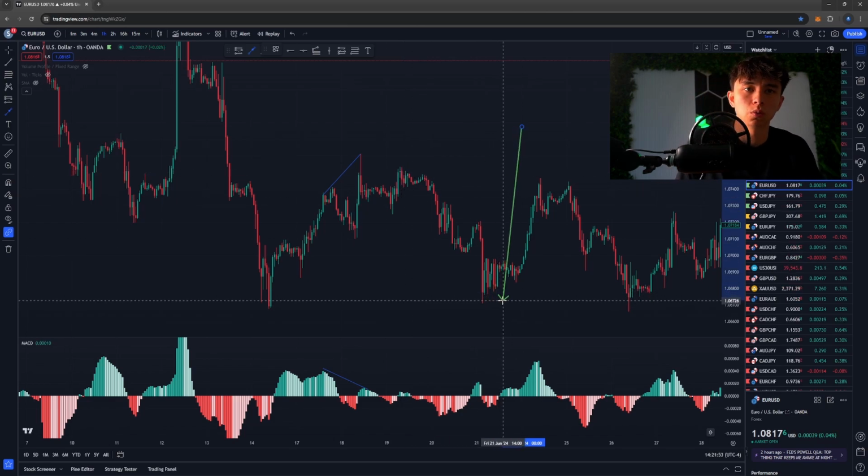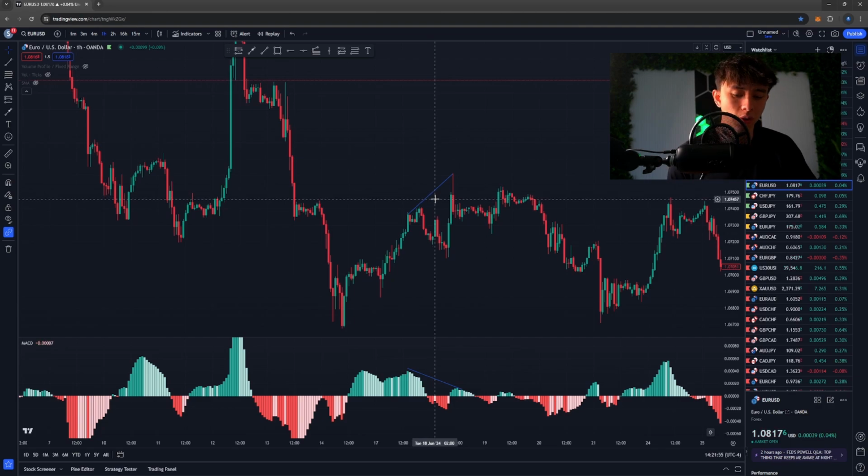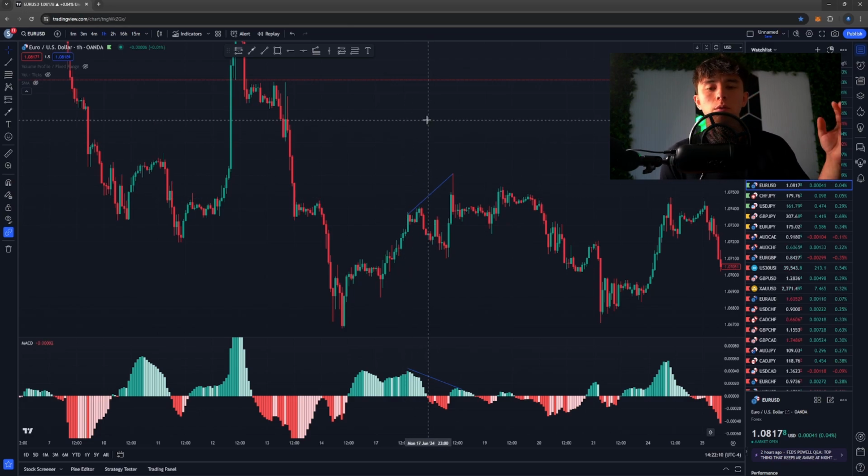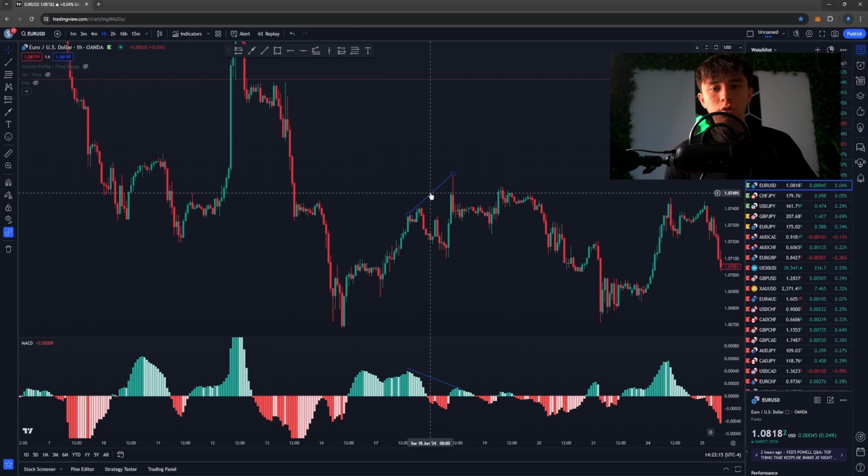Typically, that's how it goes when you have divergence. It's not like that every single time, but divergence is a good tool to use as a confirmation. Now, you can't just trade off of divergence alone, but paired with every other thing that you use for your strategy, divergence can help you a lot.